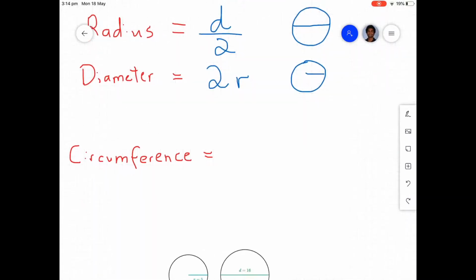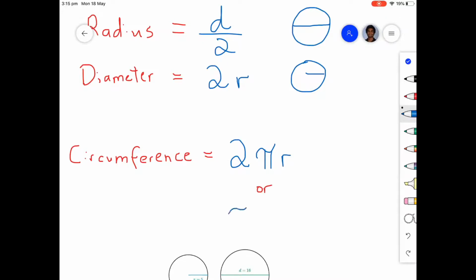Now if you're given a radius, we use the general formula 2 times pi times the radius. And that is the most common form of the circumference equation that you will come across, 2 pi r. However, if you're given a diameter, the formula for circumference then is pi times the diameter.